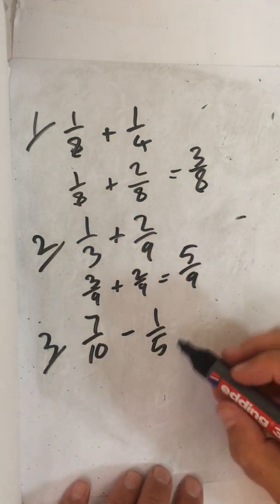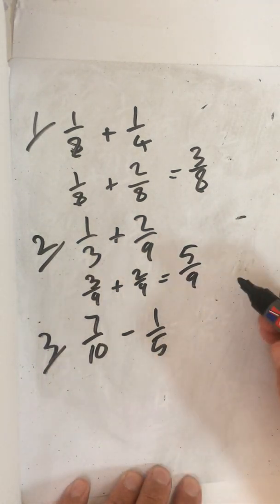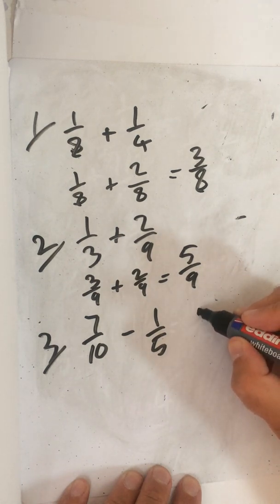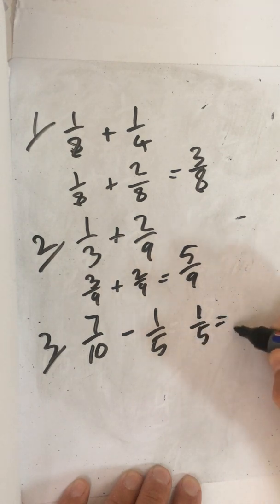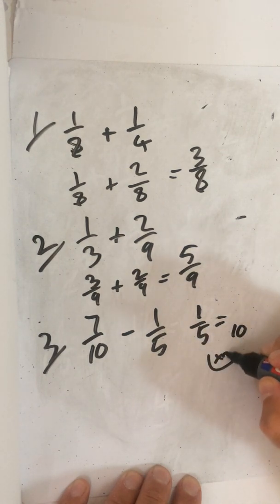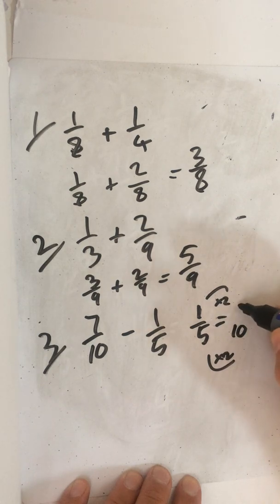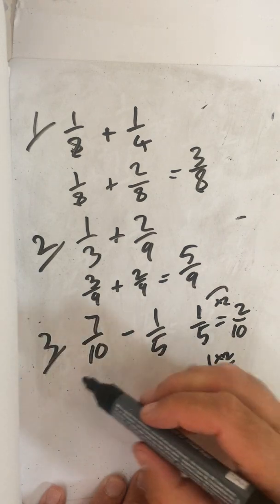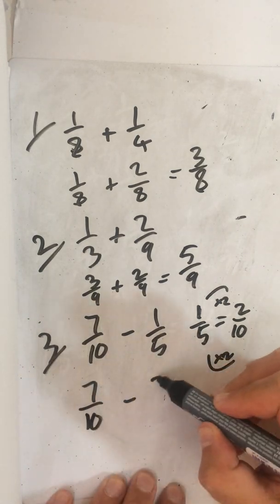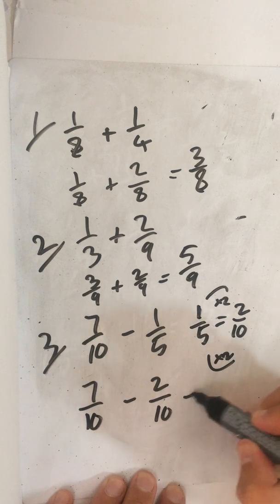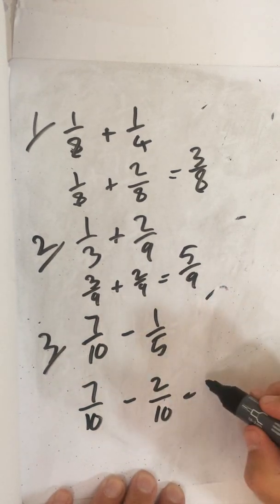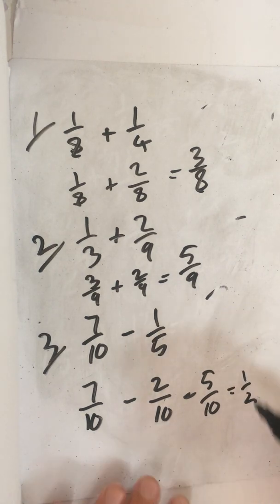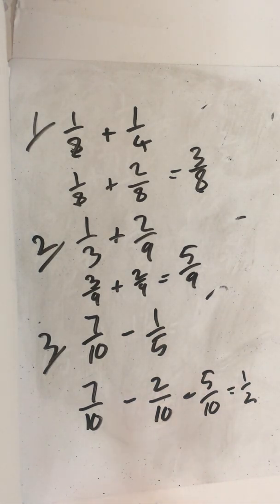And then let's have a look at this last one. I know the 5 goes into the 10. So I'm going to turn 1/5 into tenths. 1/5 equals how many tenths? Timesing by 2, timesing by 2 equals 2/10. So that tells me 7/10 minus 2/10 will give me 5/10. And if I wanted to, I could simplify that to a half. Same thing.